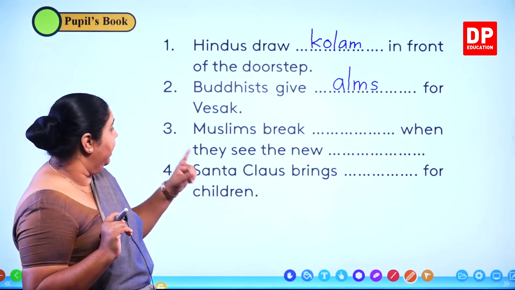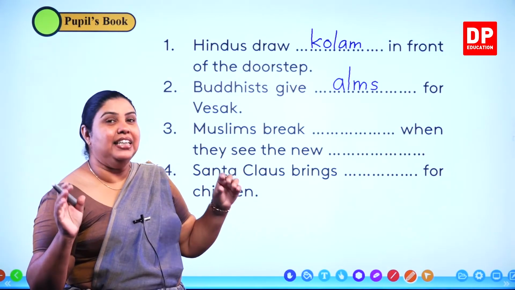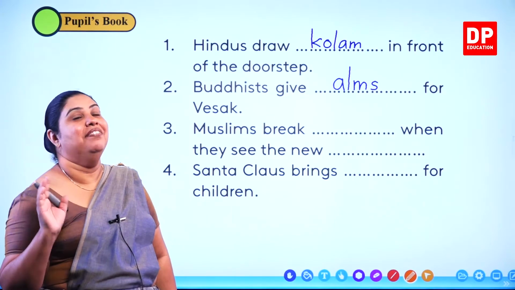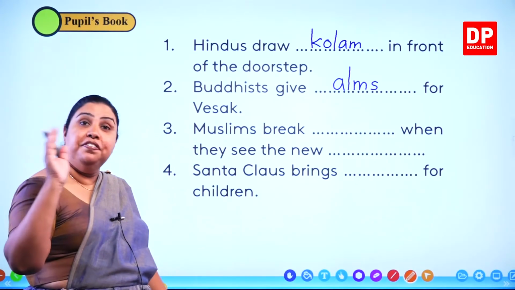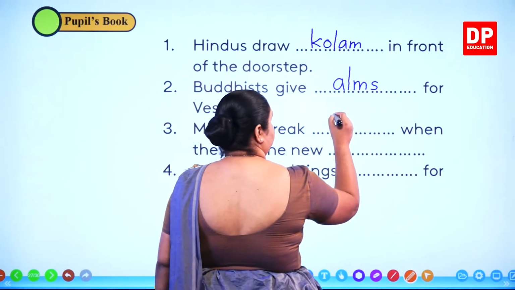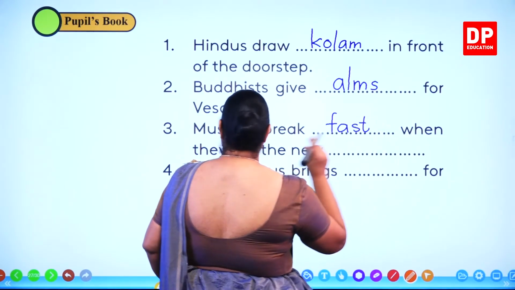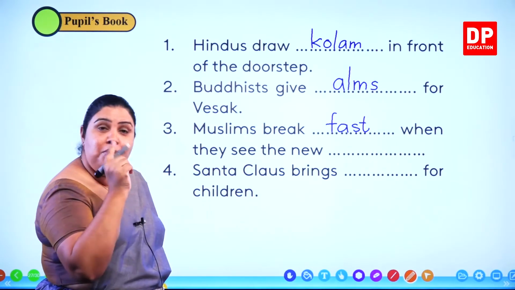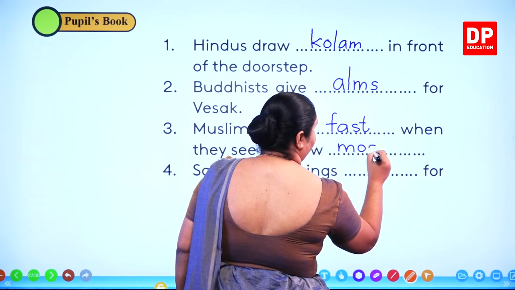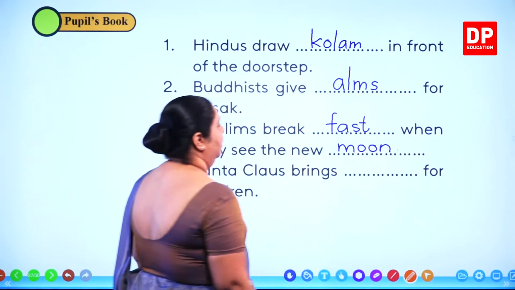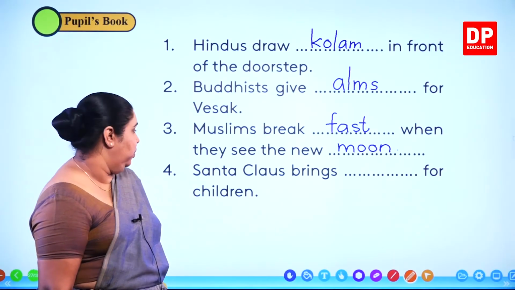Then when they see the something, when they see that particular thing, they break the fast. What? It is the new moon. That's right. Muslims break fast when they see the new moon. That's right. When they see the new moon, they break the fast. Very good. Okay. Muslims break fast when they see the new moon.